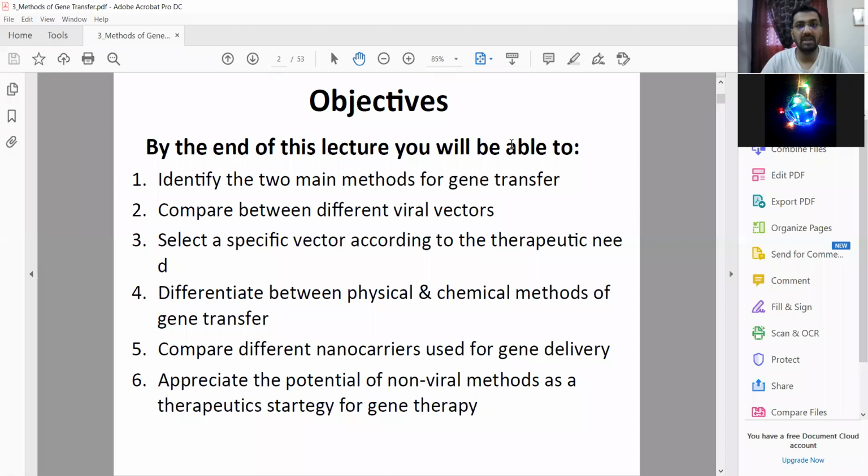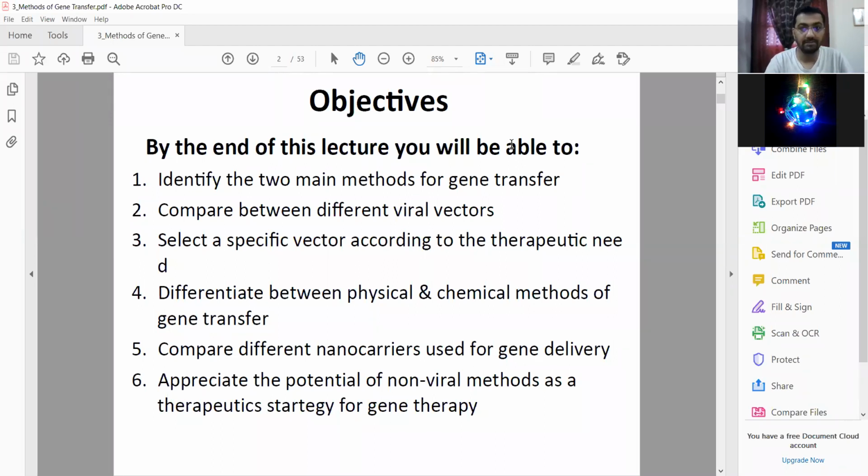Then, in tomorrow's lecture, we will be discussing the physical and chemical methods of gene transfer, a comparison of different nanocarriers used for gene delivery, as well as appreciating the potential of non-viral methods as a therapeutic strategy for gene therapy.